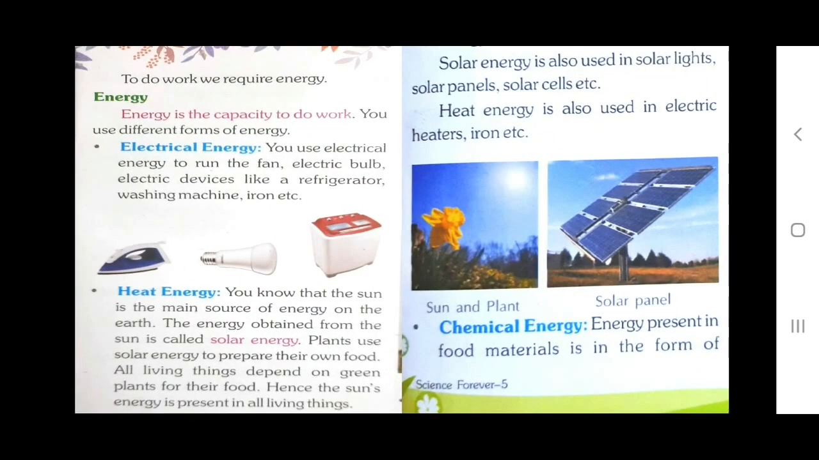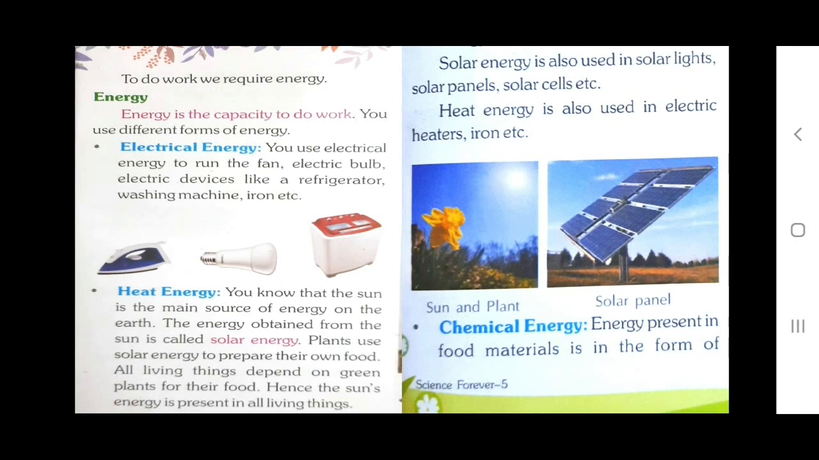Next. To do work, we require energy. So, energy, how can we get energy? We can get it by eating food. Now, what is this energy? Energy is the capacity to do work. We can do work only if we have energy, and that energy enables us to do work.